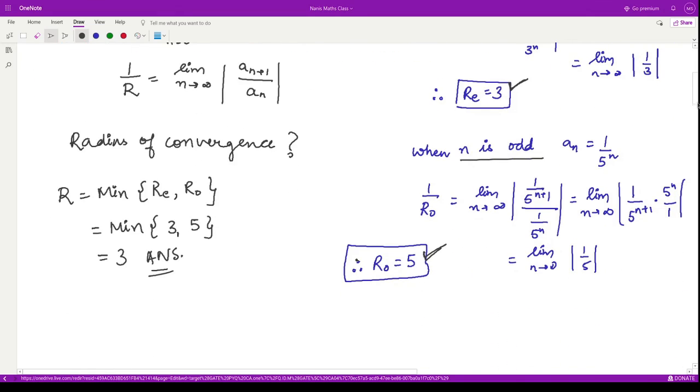Why have we considered the minimum of these two? Because we have a power series centered at 0. So we will make a circle with radius 3, and we make another circle with radius 5. Say this is 5. Now the radius of convergence corresponding to when n is odd or when n is even would be the smaller circle. Why? Because this smaller circle contains both the terms.